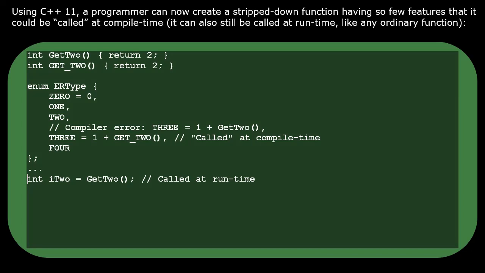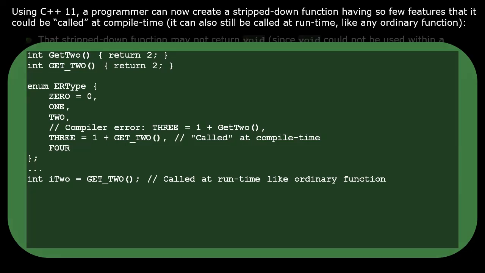Even though getTo is a very simple function, it is still a function, and thus we should still be able to also call it at runtime, just like any other function. But this doesn't work with most functions because there are so many complicated C++ language features that would make it too hard for the compiler to analyze it in this way. Instead, only some really simple stripped-down functions are allowed.